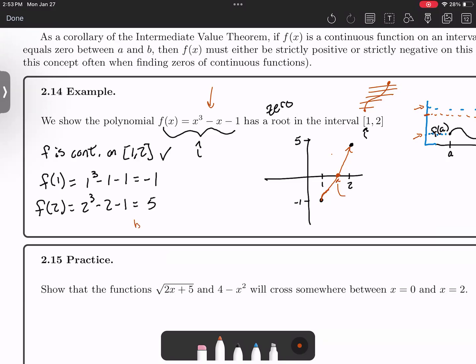So by the intermediate value theorem, there exists a c inside the interval 1 to 2, such that this function at that point gives me a zero, right? This here is that c value.